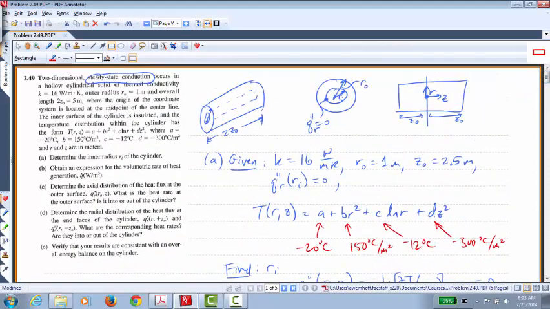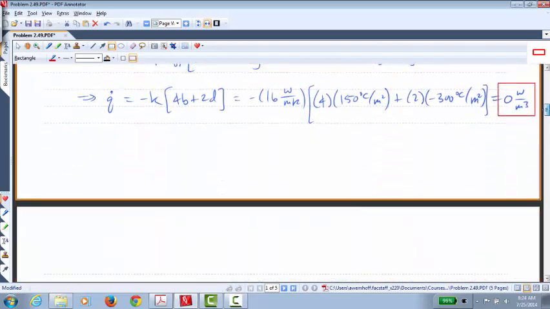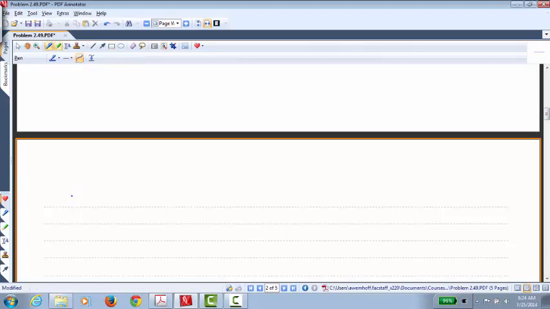So part C then. Determine the axial distribution of the heat flux at the outer surface, which is Q double prime sub R, located at RO and be a function of Z. So if we want to find this heat flux, then we want to find what the heat rate is at the outer surface and whether or not it's into or out of the cylinder. So we're going to use the same temperature distribution again for part C. So we're going to find the heat flux in the radial direction at RO and Z. And then we're also going to find the heat flow also at RO and Z. So let's find the heat flux.